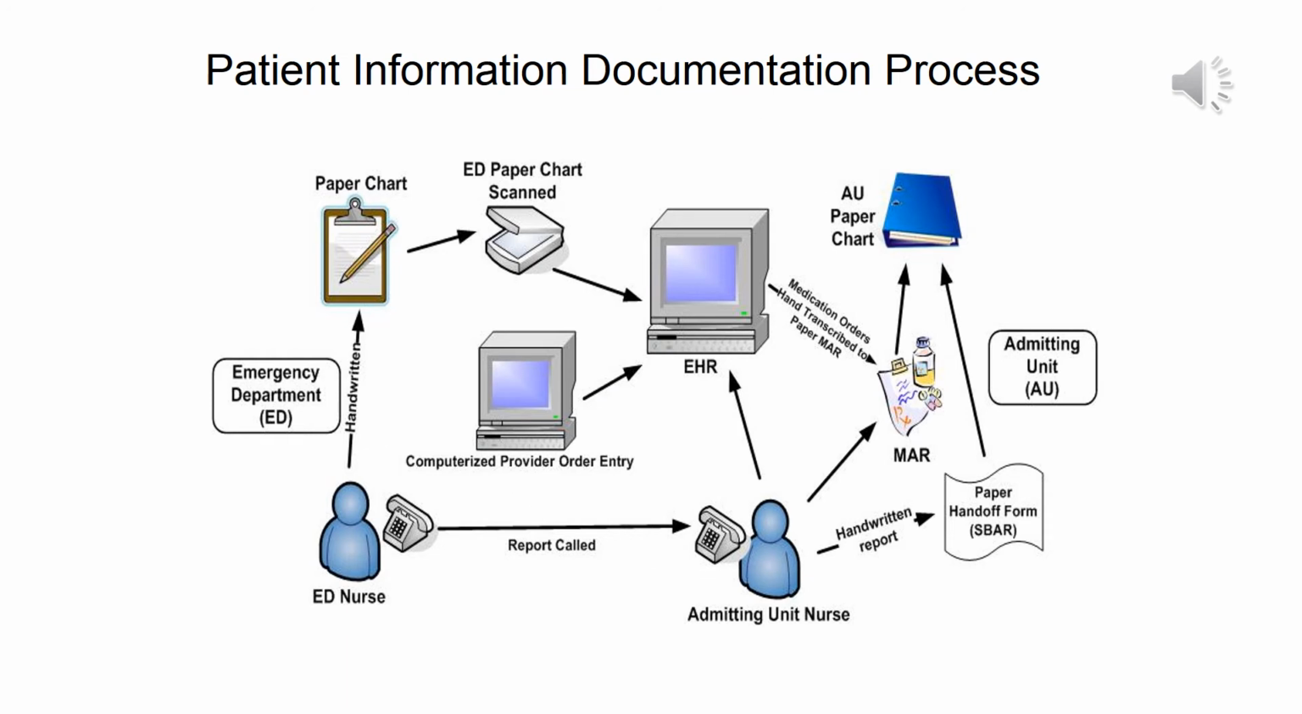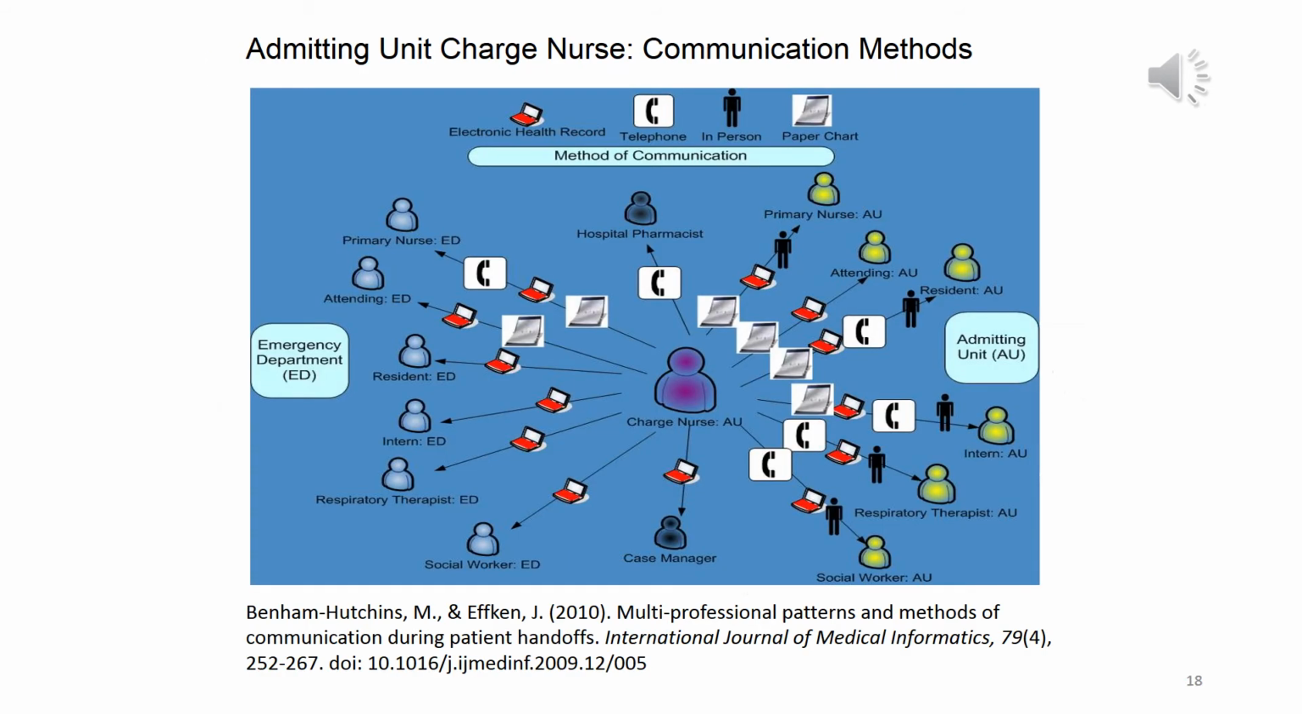So what did this mean in my research? I was looking at the patient information documentation process, and this is a diagram that shows you some of the complexity, where you had phones, you had computers, there were medication records, people called one another, they could talk to one another, there were paper charts that were put into a system and scanned and then available in the electronic record. There's computerized provider order entry that then went into the EHR. So you could see all the complex factors that interplayed in this particular process of transferring the patient.